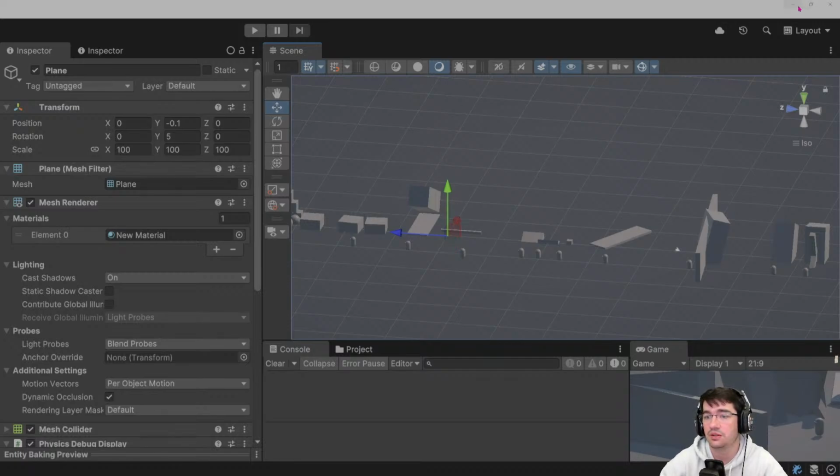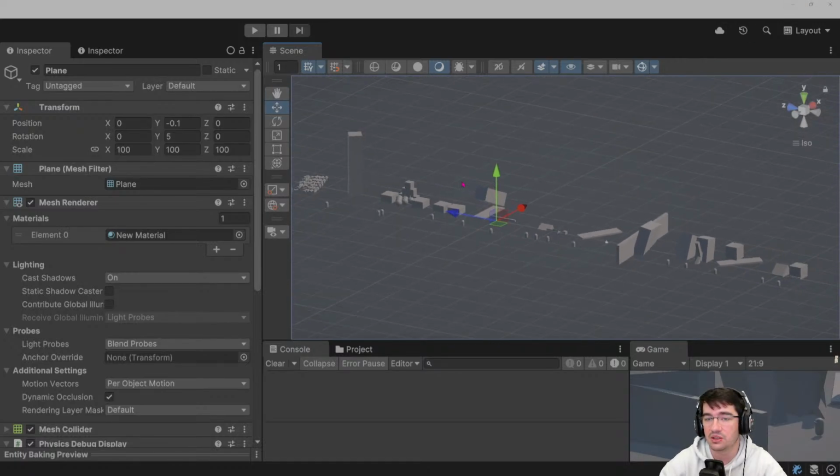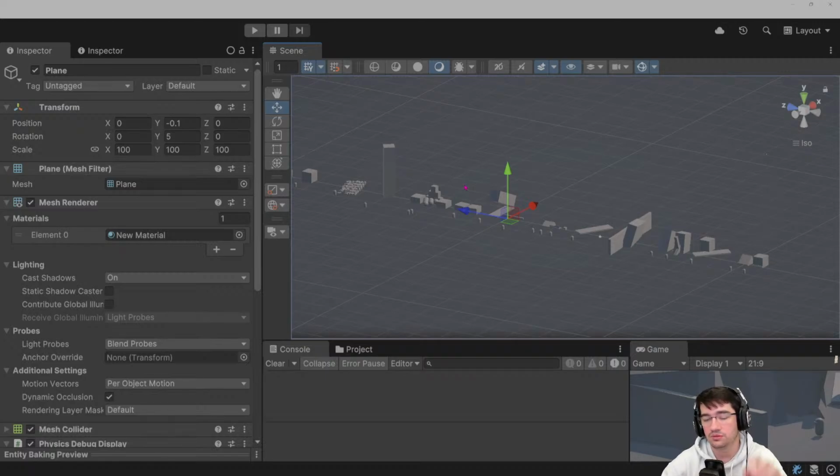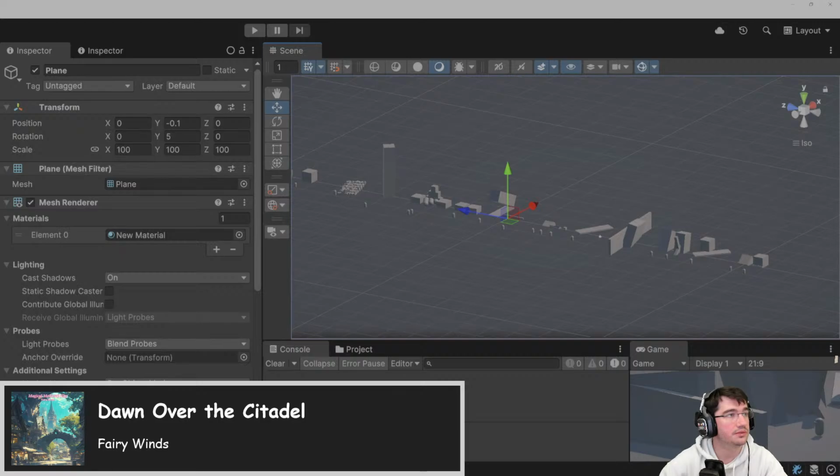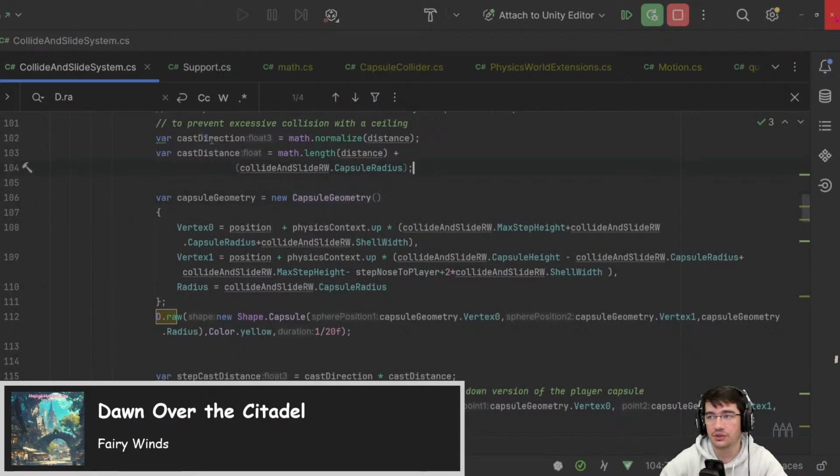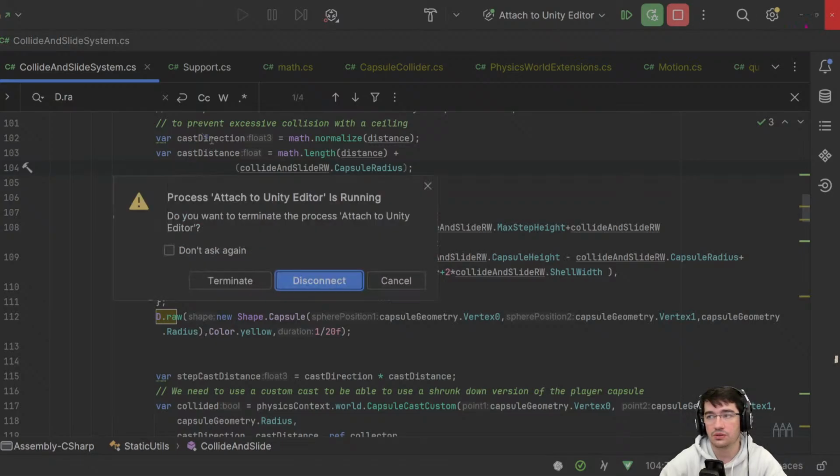So for the numerical integration, that's what will allow the player to have inputs and to influence the direction in which the player will go, and then this collide and slide will handle all the collision response. And for the other project, yes, close it, disconnect. For the other project, it's not opened, so let's open it.